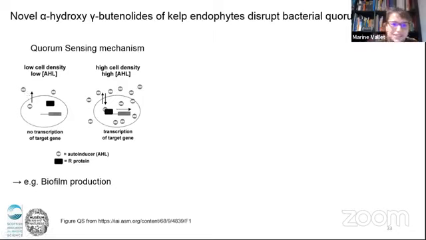I tried to be light in chemistry, but I'd like not to be too light. So the important information is that at low density, you don't have so much of these compounds produced, or not enough to trigger it. But when you have a high density of cells, many cells together, it will trigger the production of this. And then it will form biofilm.